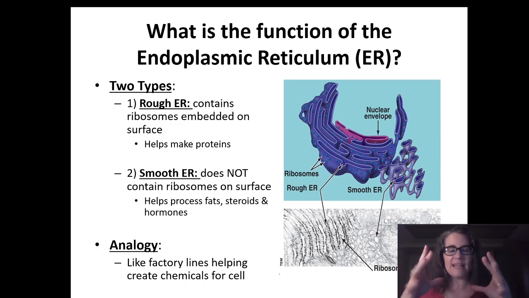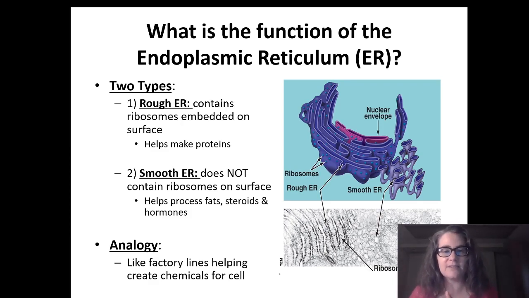These two kinds of ERs and folded membranes are almost like the factory lines in a factory, right? It's where you're going to build your main products, right? Whether they're proteins, but also these fat and nonpolar classes of chemicals as well. And so these are almost like the factory lines inside of the cell.